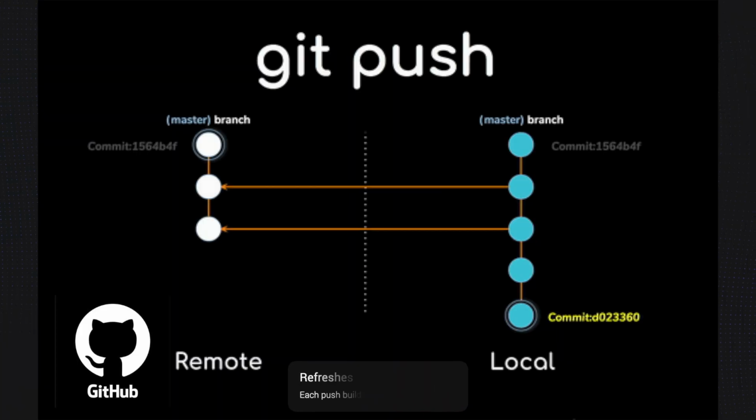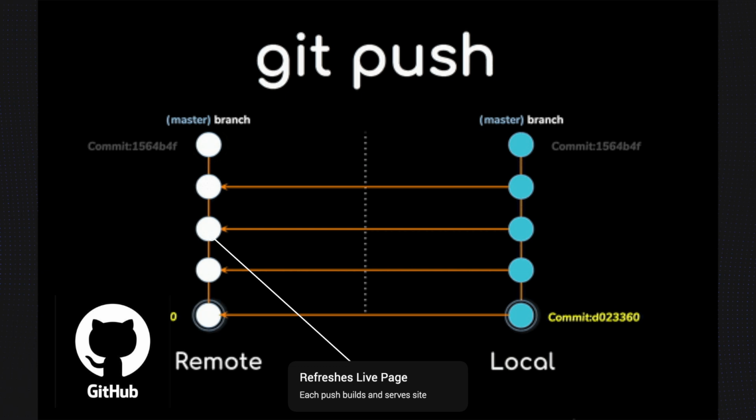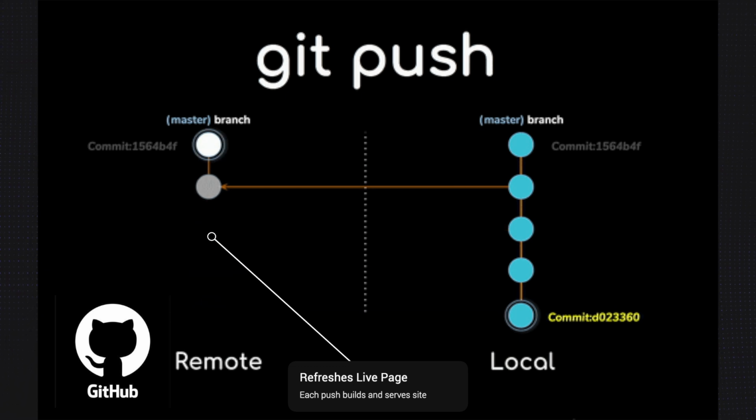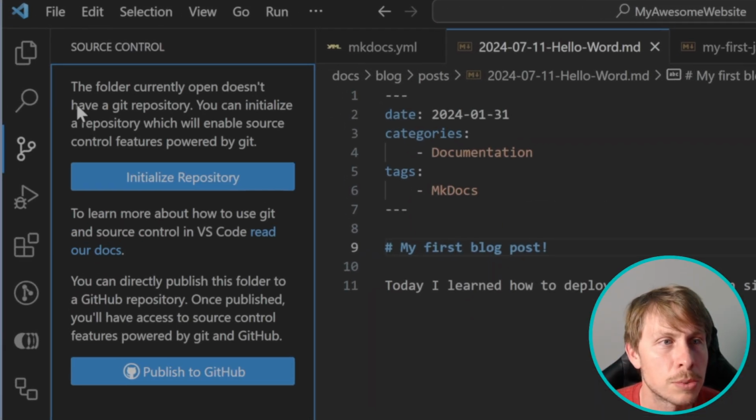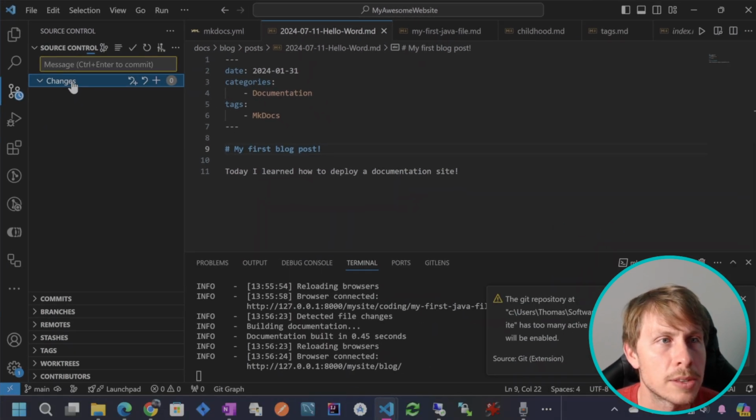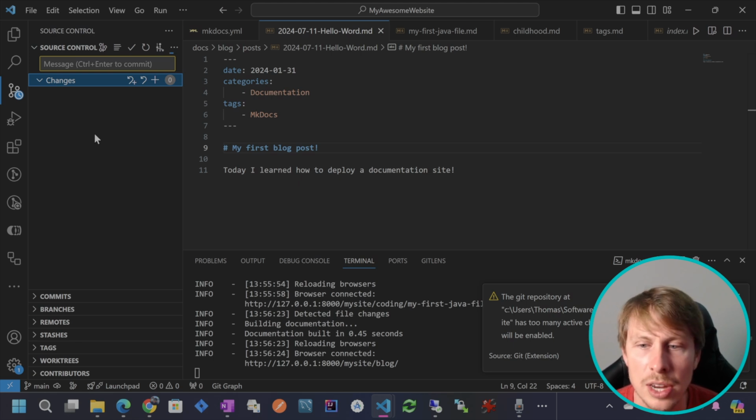Now, the really cool thing with Git when you're using GitHub is that you can have an action happen whenever you make a commit. So if I make a commit to my master branch, I can then configure GitHub to deploy my site automatically. So to do this, we're going to need to initialize a Git repository in our source folder. So let's go ahead and do that. And it's going to be looking for changes made.